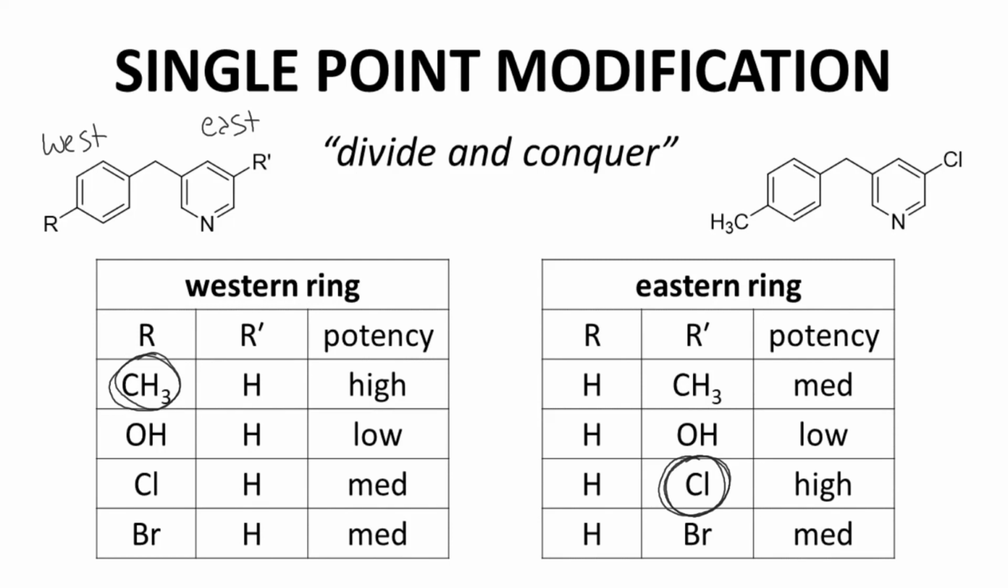Based on these results, you'd expect this molecule, R equals methyl on the western ring and Cl on the eastern ring, to be the most potent compound, or that's what we predict. Instead of making all 16 possible analogues, all possible combinations of R and R prime groups, we save just a bit of effort. Leads with 3 or more regions of modification provide even more time savings through single-point modification.